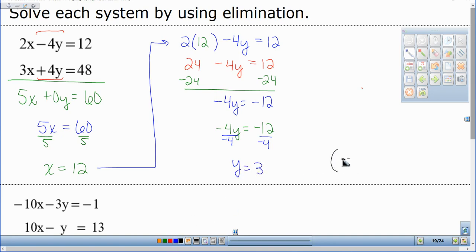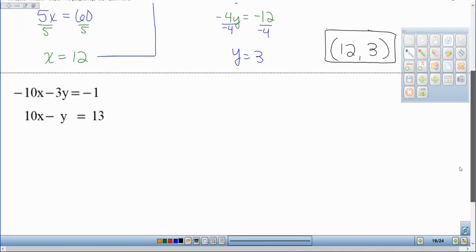We know the x value, which is 12. We know the y value, which is 3. If I plug it into the top equation and the bottom equation, it would satisfy both of those equations. That's what a solution to a system is.